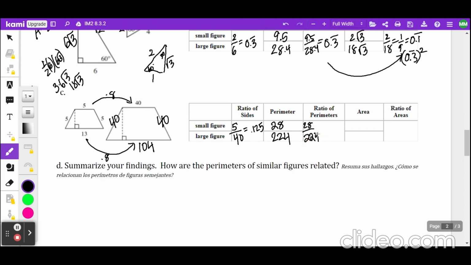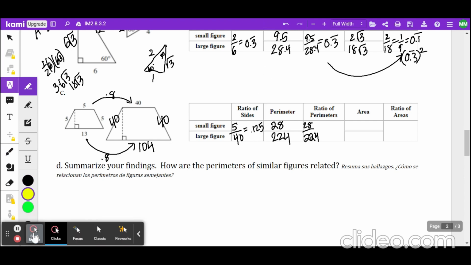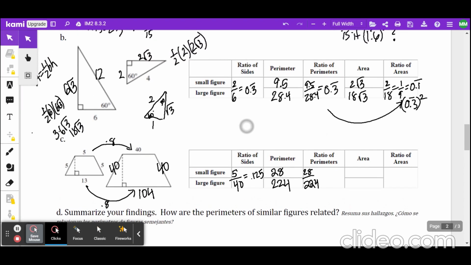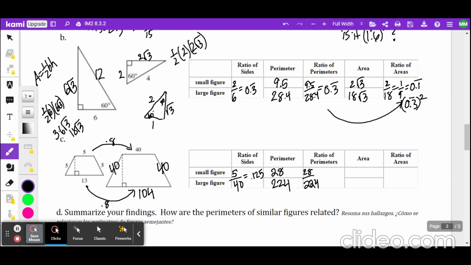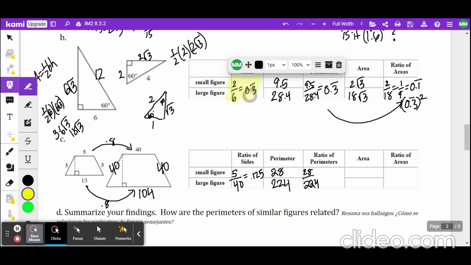And you may have noticed the pattern, which is that, do you have a highlighter? Yeah. The ratio of the sides is always the same. I'll do it in highlight in yellow. Is always the same as the ratio of the perimeter. And so I'm going to make a prediction. I predict that this will be 0.125, but let's check.